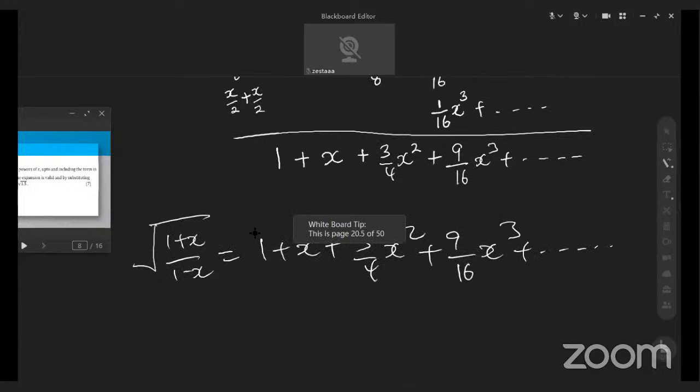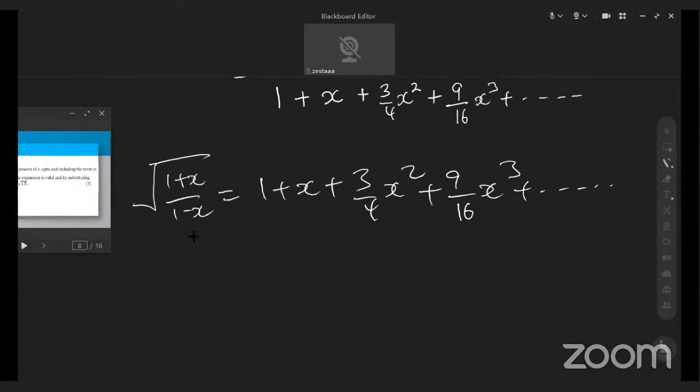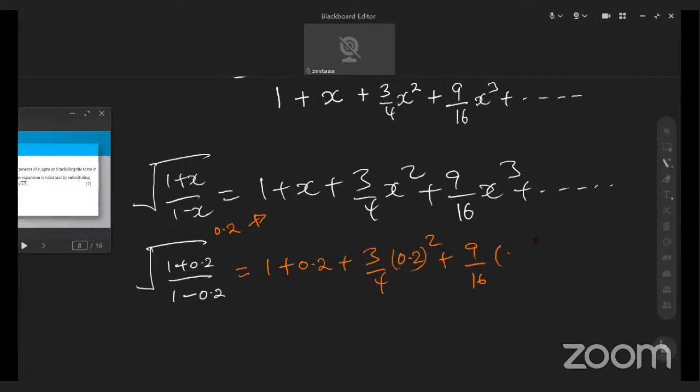So when you have this, we shall say root of 1 plus 0.2 out of 1 minus 0.2. Members, when you have this, the 0.2 is substituted here. You put your 0.2 inside that equation there. That's what you do. So when you put your 0.2 there, it will be equal to 1 plus 0.2 plus 3 out of 4, 0.2 squared plus 9 out of 16, 0.2 power 3.